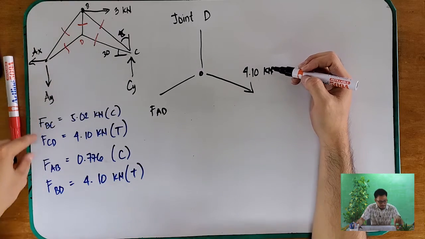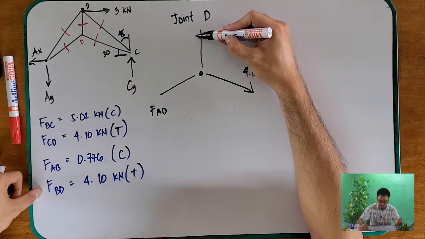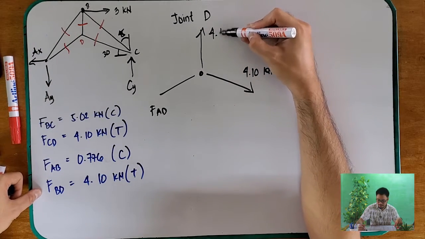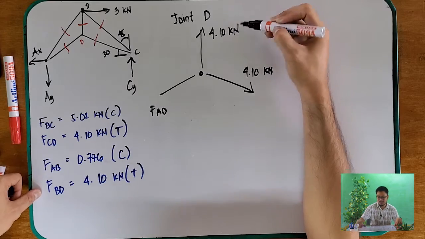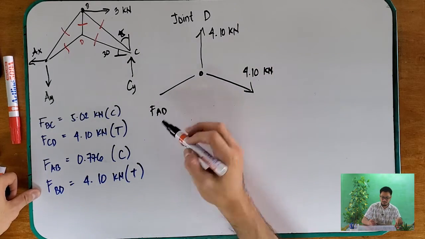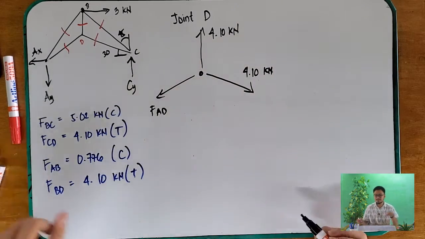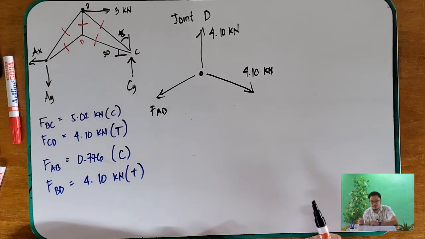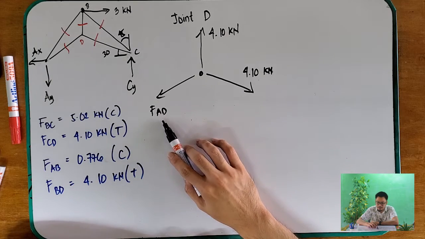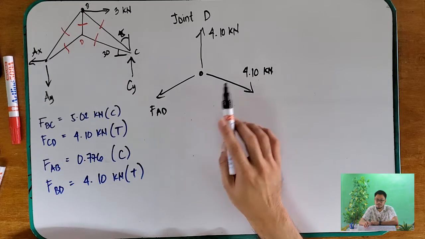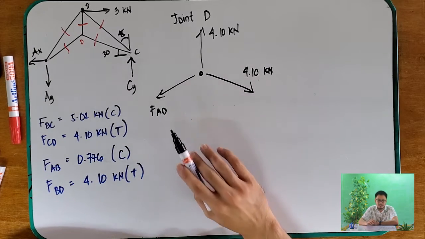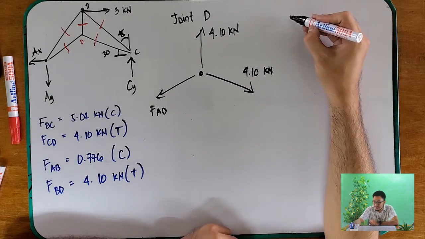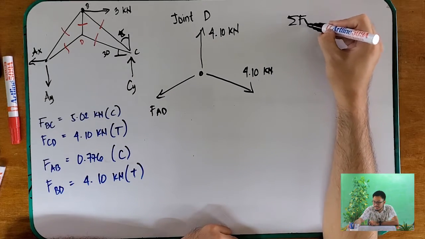We learned that your BD is also tension, 4.10 kilonewtons. And since we still don't know this one, we can assume that this one is tension. So, unsa man nga equation ang imong gamiton for you to solve FAD? We can either use summation of forces along the x or summation of forces along the y. Sige, summation of forces along the x daw ta.